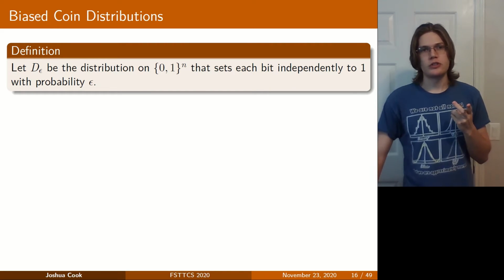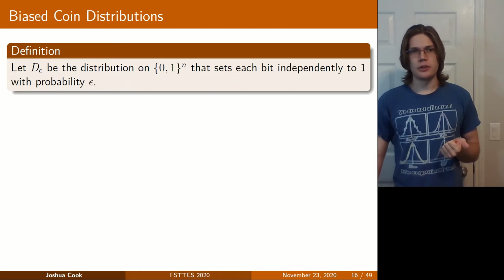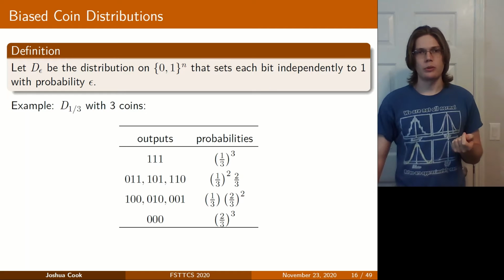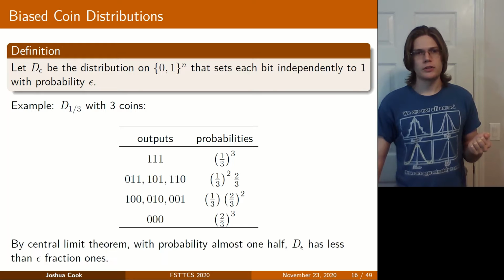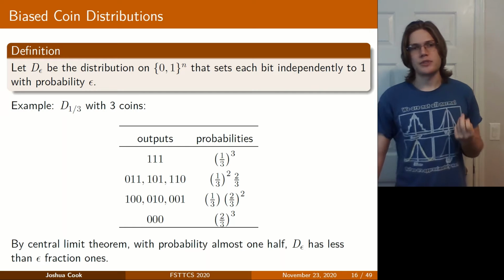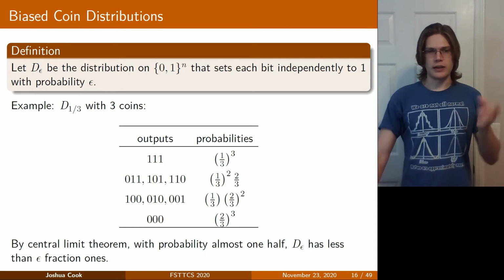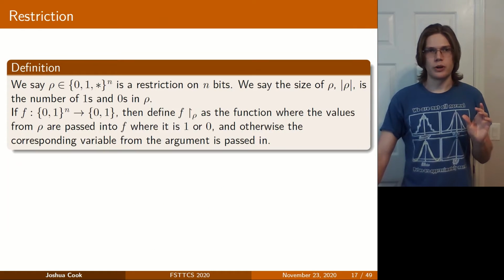Okay, and finally we're going to need a couple more tools. So one is we're going to need these coin distributions. We're going to let D epsilon be the distribution that sets each bit to 1 independently with probability epsilon. As an example, if we have D 1/3 with 3 coins, for each one of these outputs, we have these corresponding probabilities. And by a central limit theorem, with probability almost 1/2, D epsilon will have less than an epsilon fraction of 1s. This makes a connection between these coin inputs and the promise majority problem.